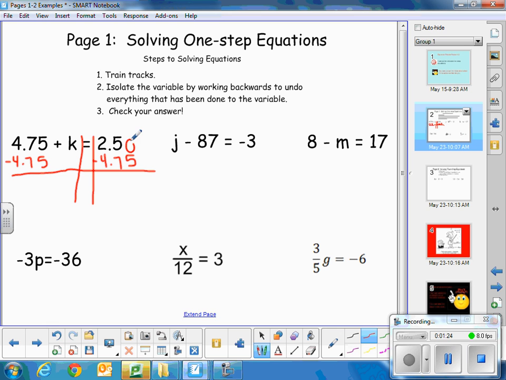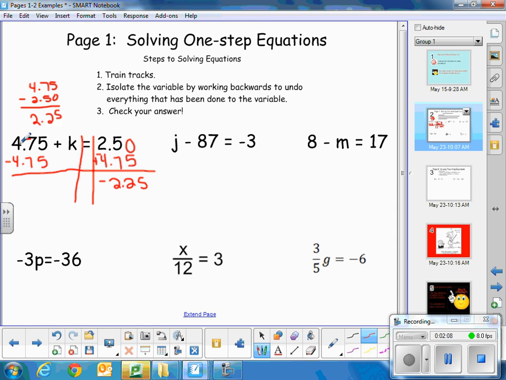Now actually, on this problem, since we're taking away a bigger number from a smaller number, we're going to want to change that to adding the opposite, and then we're actually going to have to stack these up the other way, and I'm going to just do that right over here. Put the big number on top, the small one on the bottom, and subtract 4.75 minus 2.5. 5 take away 0 is 5. 7 take away 5 is 2. Bring the decimal straight down. 4 take away 2 is 2. And then you want to keep the sign of the number that has the greater absolute value. So it's going to be negative 2.25.